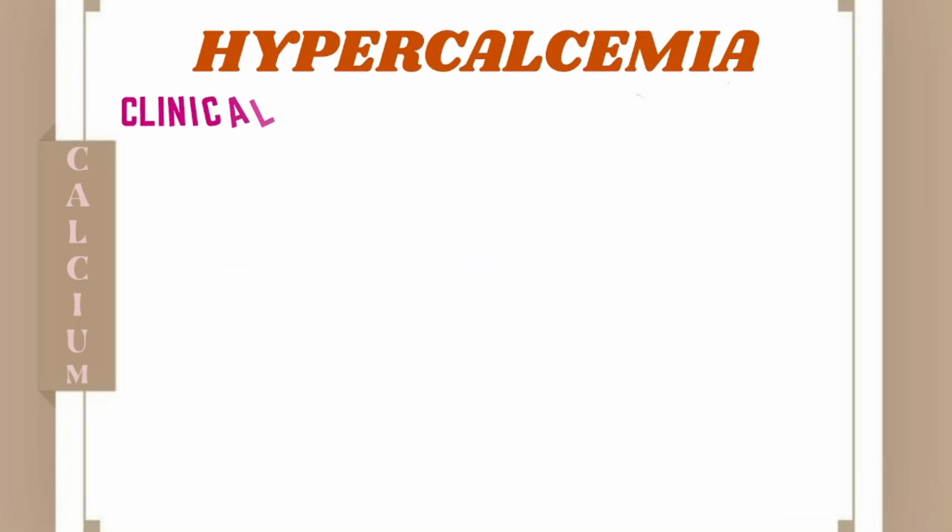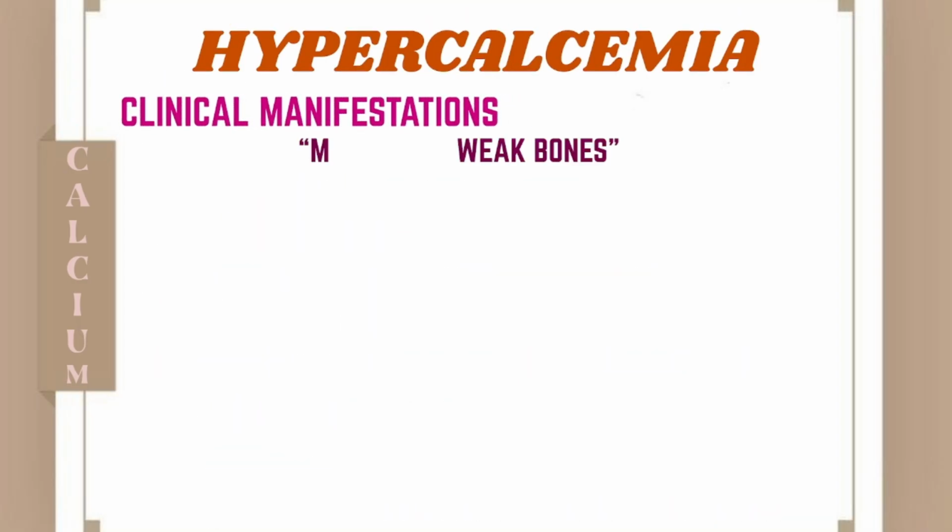Let's discuss the clinical manifestations that will occur due to the condition of hypercalcemia. We know that calcium is necessary for muscle and nerve activity. So these activities are impaired because there is more calcium in the blood as compared to the bones. If there is less calcium in the bones, the condition of weak bones will develop. So here the mnemonic is WEAK BONES in the condition of hypercalcemia.